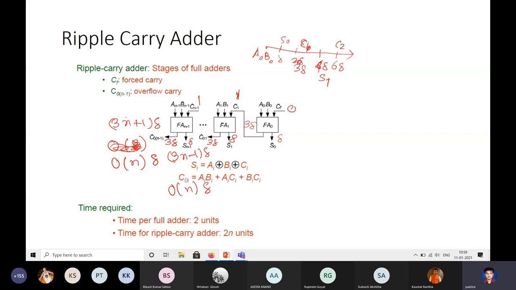We'll look at more intelligent circuits which use more complex logic, and as a result more gates, but will require less delay. We'll see that in the next class. Okay, thank you. So I think I'll end here.